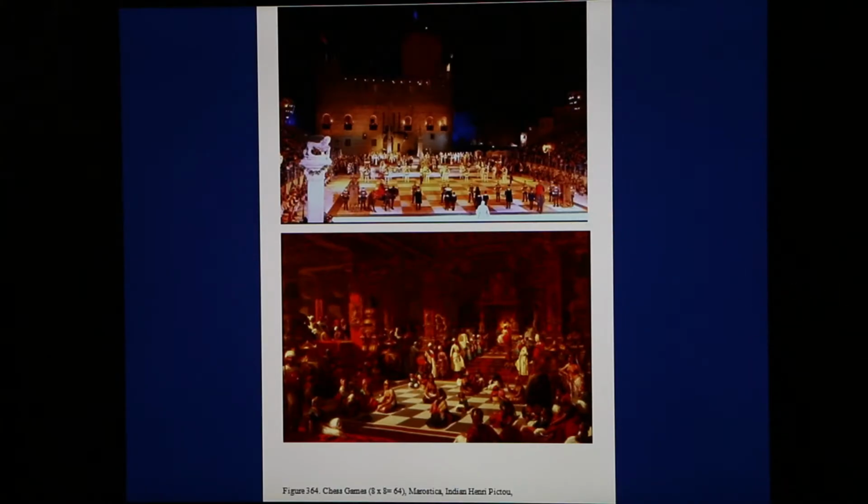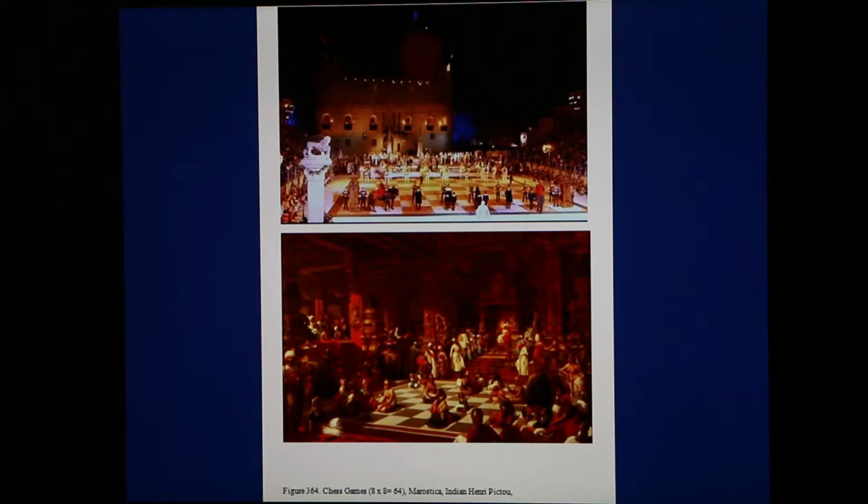Except rather than just playing a normal chess game with little pieces on a board, you're going to get all the members of the family to be chess players, and so they all stood there, and they all became parts of the game, and the game took 3 days. He won the game, he won his wife, and they lived happily ever after. And the story was so great as a publicity stunt that every year now in September, you can go to Marostica and you can see a live chess game.